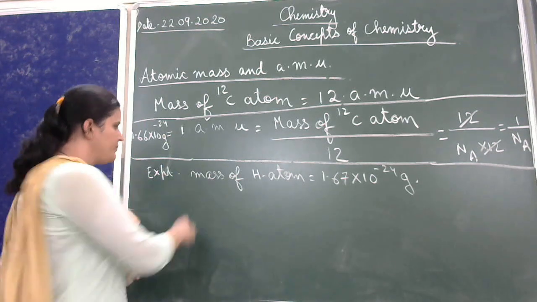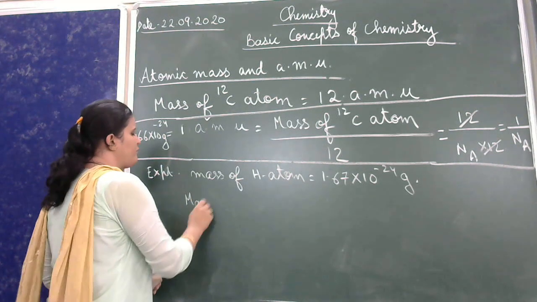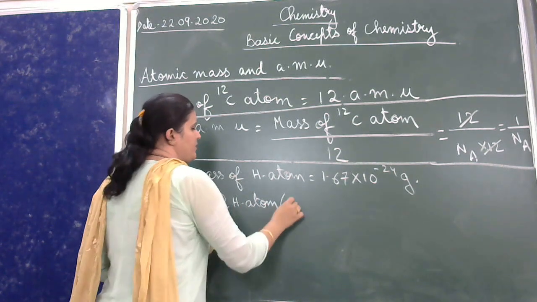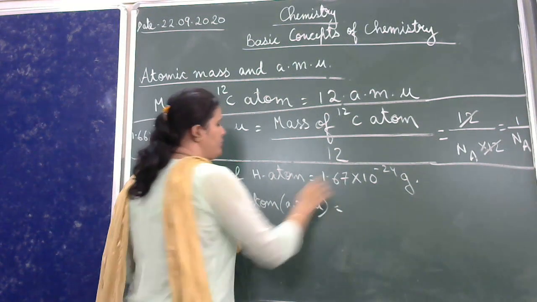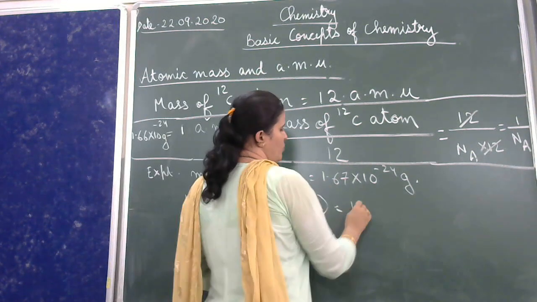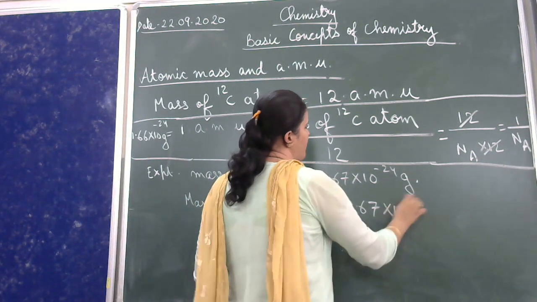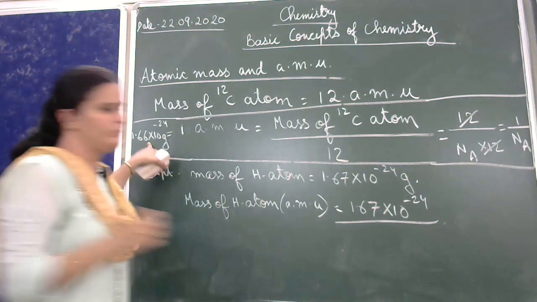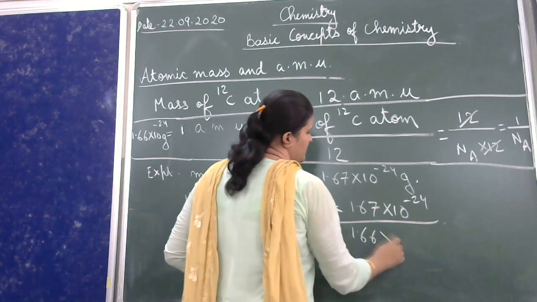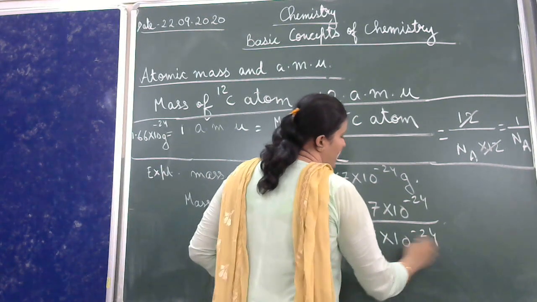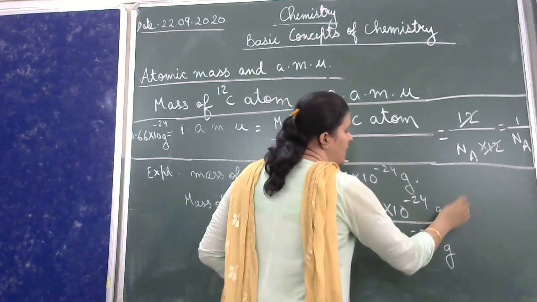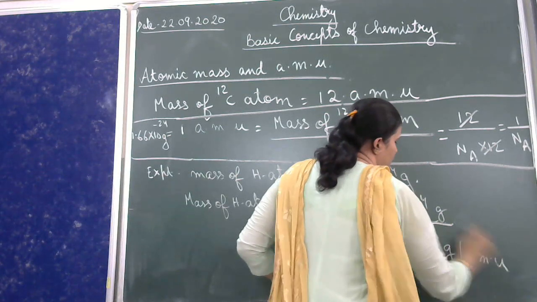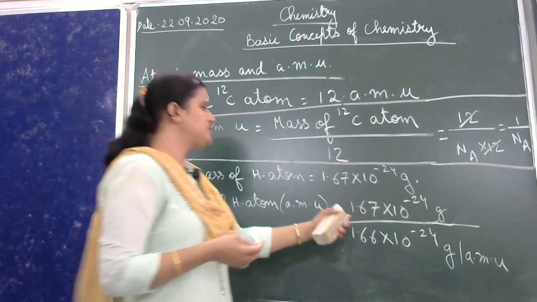So what will you do? To calculate the mass of hydrogen atom in AMU, you will divide this mass, 1.67 into 10 to the power minus 24 gram, by your standard value, that is 1.66 into 10 to the power minus 24 gram per AMU. I am saying it repeatedly, this is gram per AMU, so that you will get your mass in AMU.